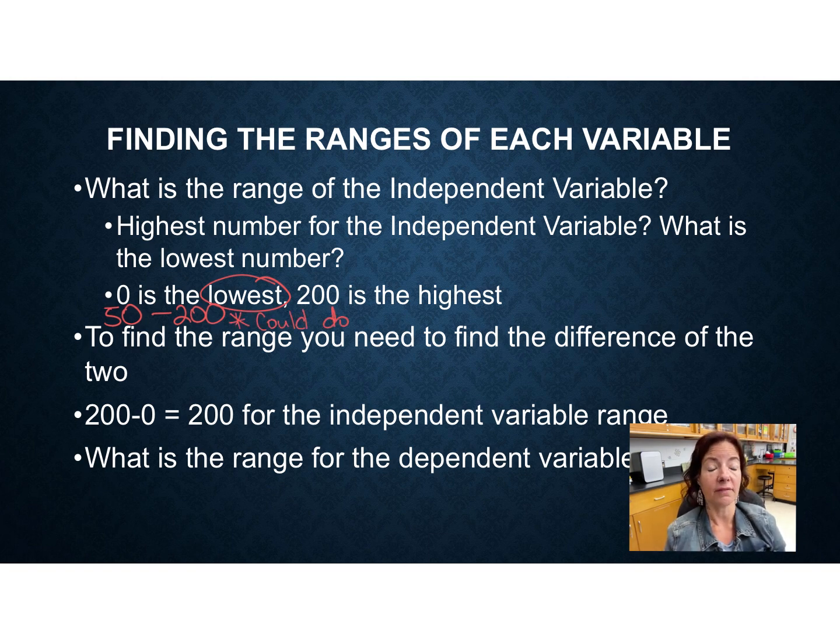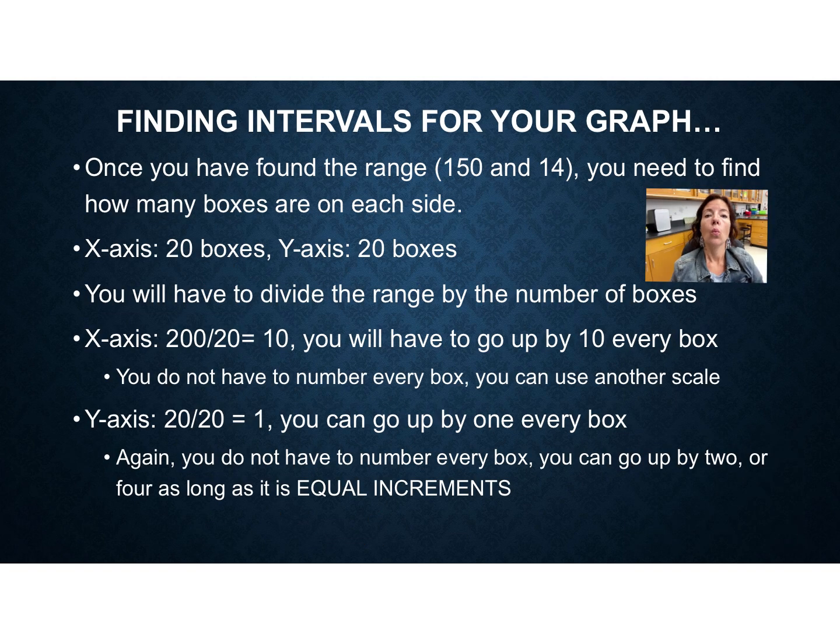The dependent variable started down at 4. So again, 4 is pretty close to 0, so we can start at 0 for that one and go 0 to 20. Once you've found your range, which we determined for our axes are 150 and a total of 14, you're going to have to figure out how many spaces you have on each side.